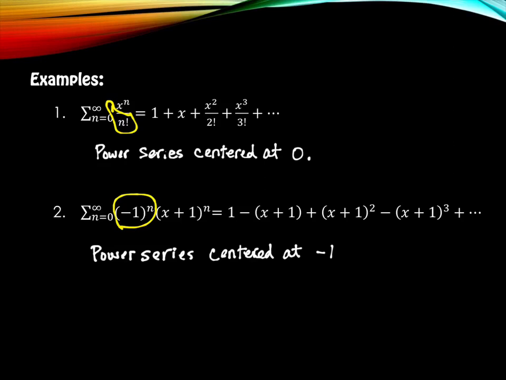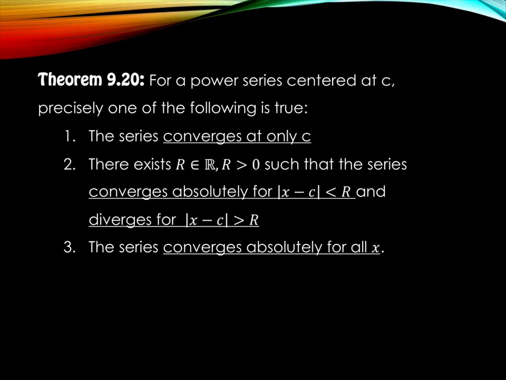Our next theorem actually talks about what that variable component means. This is theorem 9.20. For a power series centered at c, precisely one of the following is true. One option is the series converges at only c. In our previous examples, maybe it converges at only 0 or at only negative 1. Option number 2: the series converges absolutely for the absolute value of x minus c less than r, and diverges when the absolute value of x minus c is greater than r.